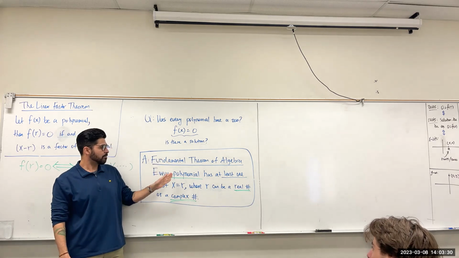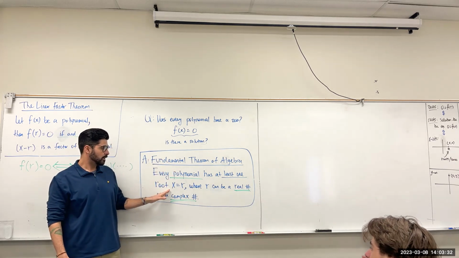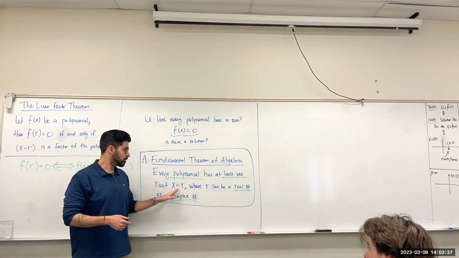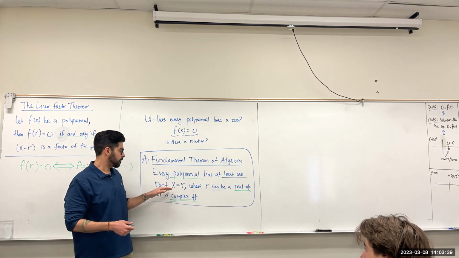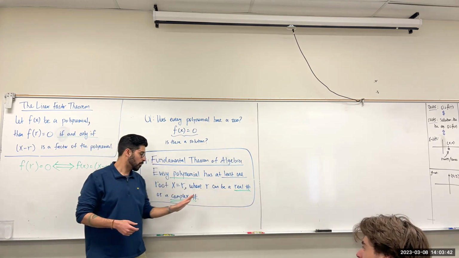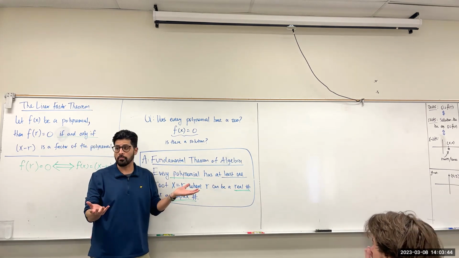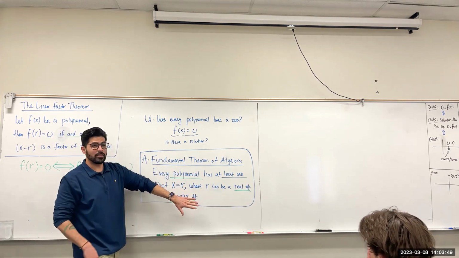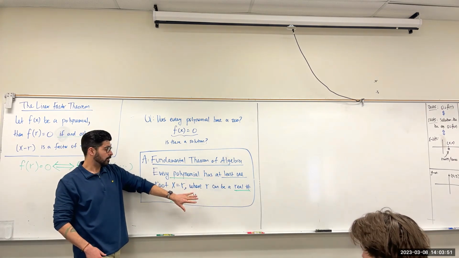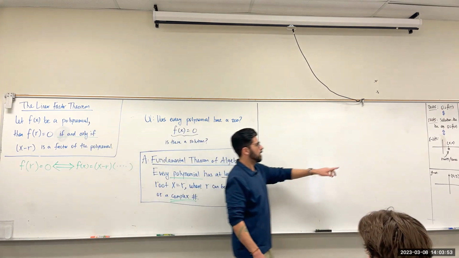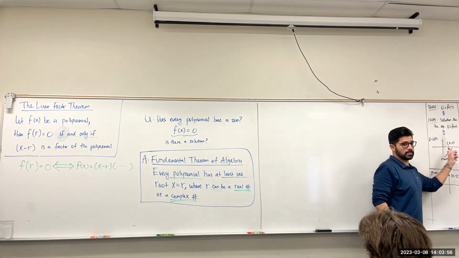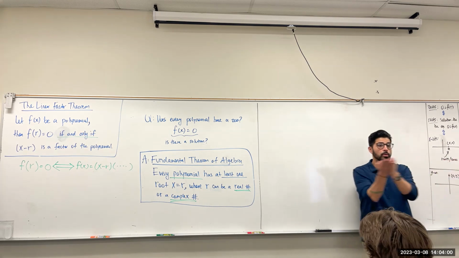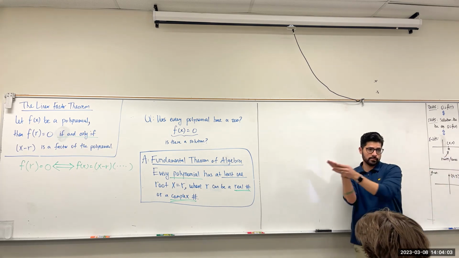So this theorem says every polynomial has at least one root. Now, it doesn't say it has to be a real number, though. It means that root can be either a real number or a complex number. So it's possible that it's just a complex number. If it's just a complex number and that's the only root for this thing, then the graph will not cross the x-axis because it's giving you a complex number.